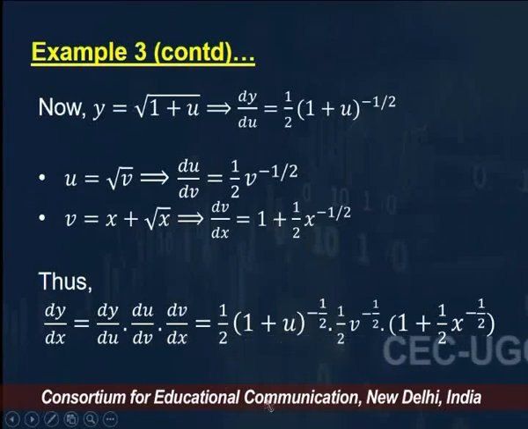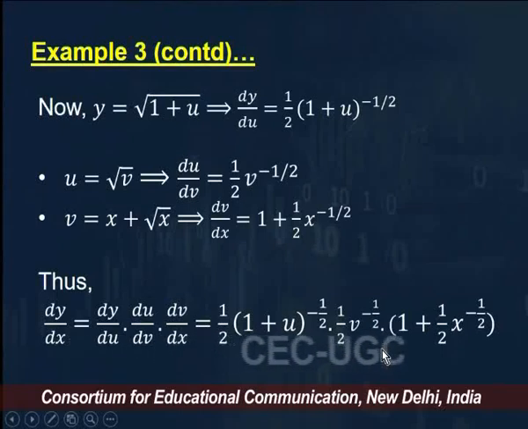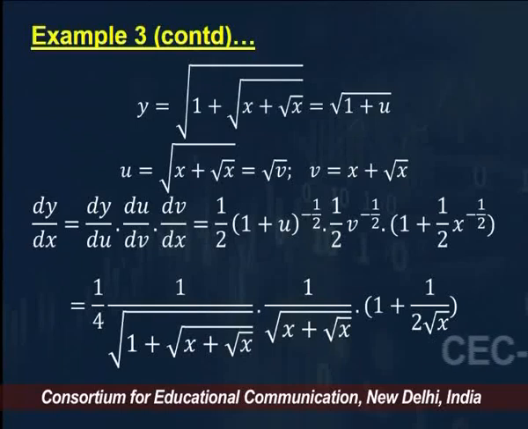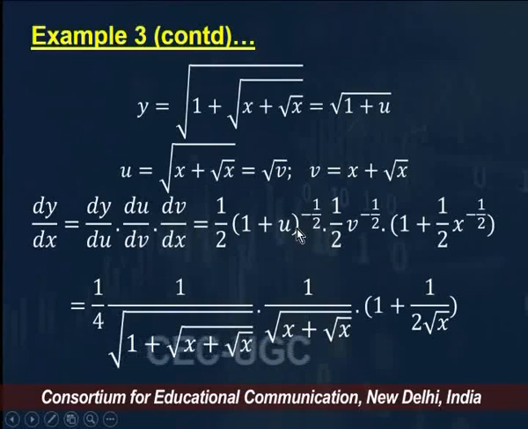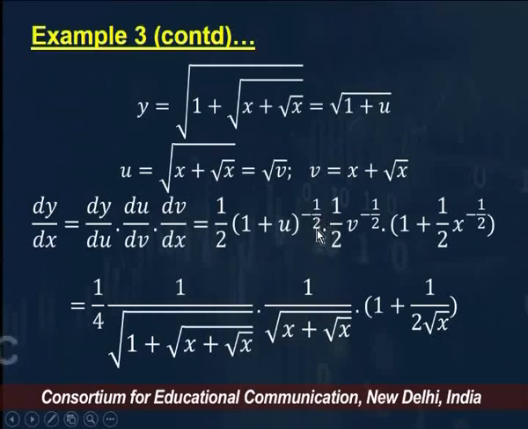Now, let us substitute all these three results into the three terms for the chain rule. That will give us half times 1 plus u to the power minus half times v to the power minus half times 1 plus half x to the power minus half. And because we want to reduce everything to x, we can substitute here because u is nothing but square root of x plus root x. Because we have a minus half here, I can take this entire term to the denominator. We have half times half, which is 1/4, which comes up front as a constant. So 1 plus u to the power minus half can be written as 1 divided by square root of 1 plus root x plus root x.